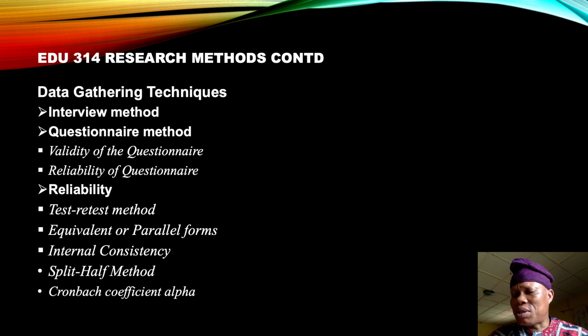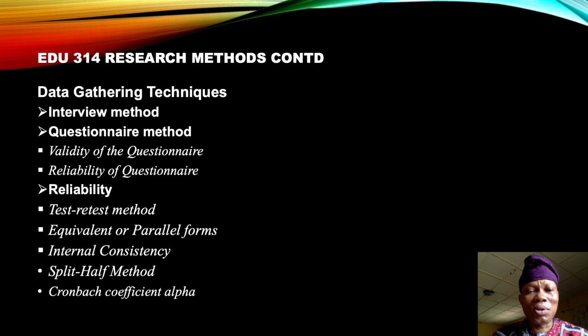Then you talk about the reliability of your questionnaire. To establish reliability, the questionnaire is administered to a representative sample of the target ones. You want to know how reliable your questionnaire is. So you first of all do what is called a trial test or pilot test. And there are so many ways you can do that. We have the test-retest method.